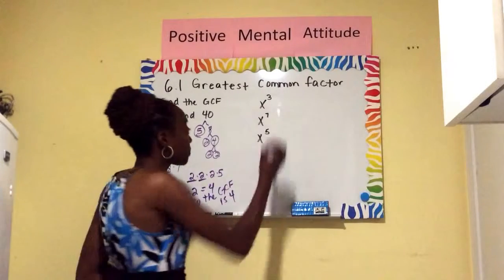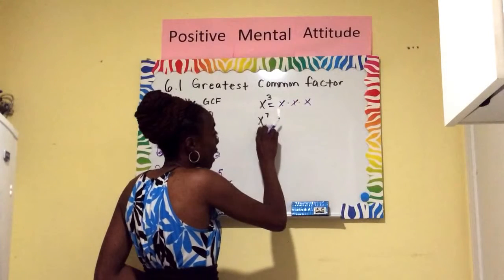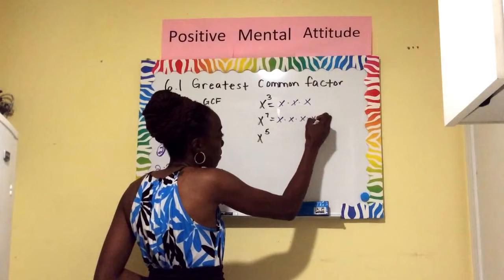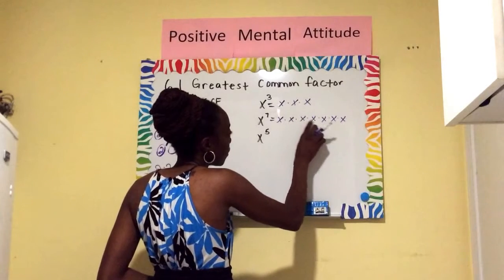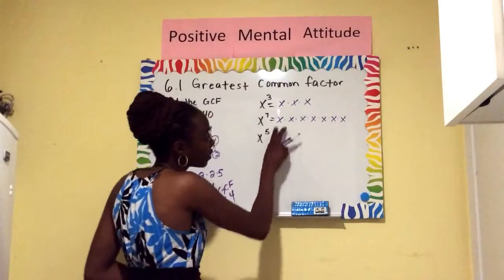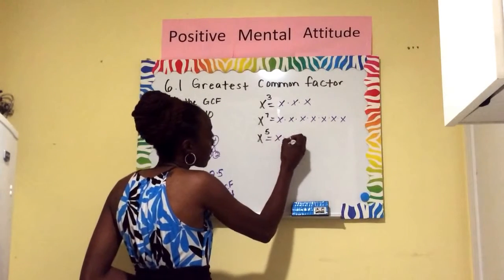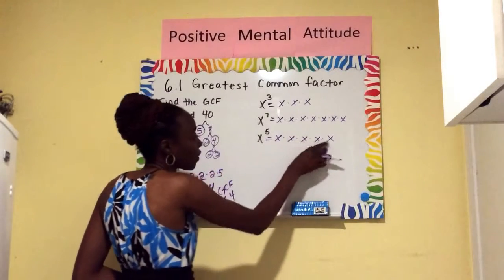Let's prove it. X to the third is saying x times x times x. X to the seventh is saying x times x times x times x times x times x times x, 1, 2, 3, 4, 5, 6, 7. Okay? X to the fifth is saying x, x, x, x, and x. 1, 2, 3, 4, 5.